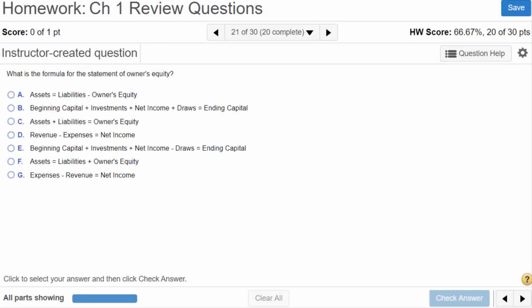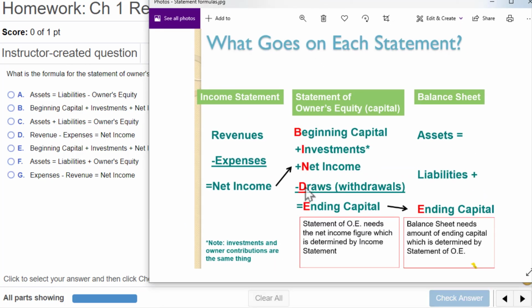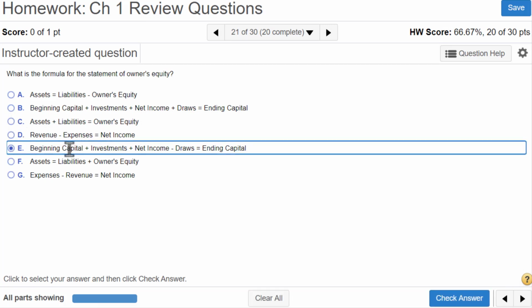What's the formula for this statement of owner's equity? It's BIN with an E: beginning capital plus investments, also called owner contributions, plus net income minus draws equals ending capital. So beginning capital plus investments plus net income minus draws. Don't choose this one because it says plus draws.